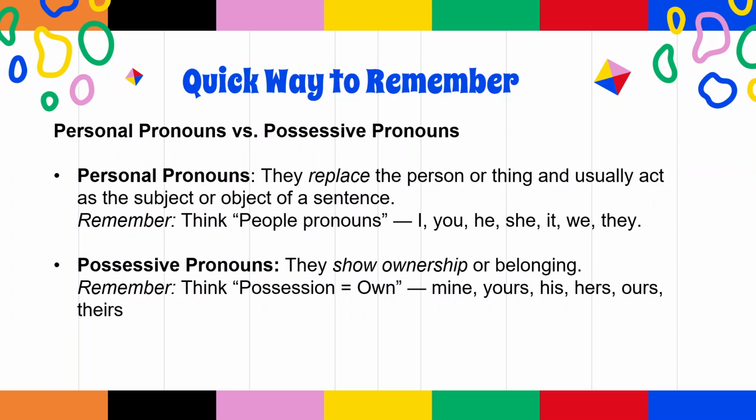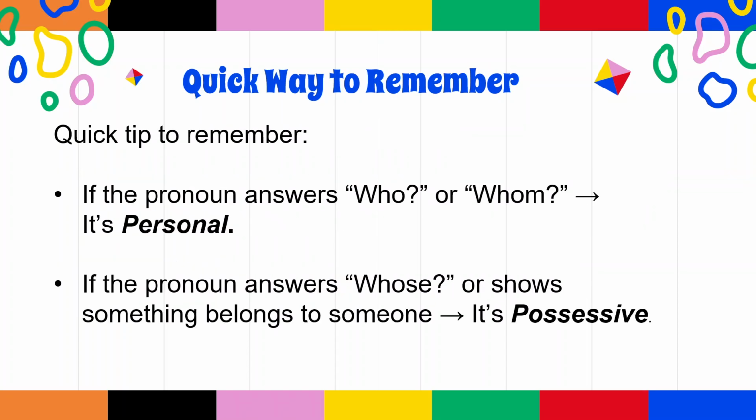So personal pronouns are people pronouns, and possessive pronouns determine possession or ownership or some kind of belonging. How do we remember this? If the pronoun answers who or whom, it is a personal pronoun. But if the pronoun answers whose or shows something belongs to someone, it becomes possessive. So this is a very quick way to remember.